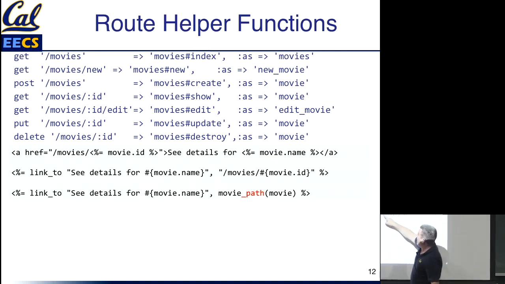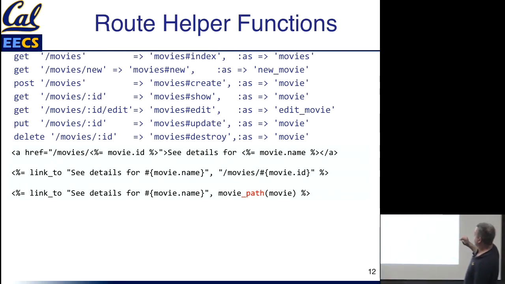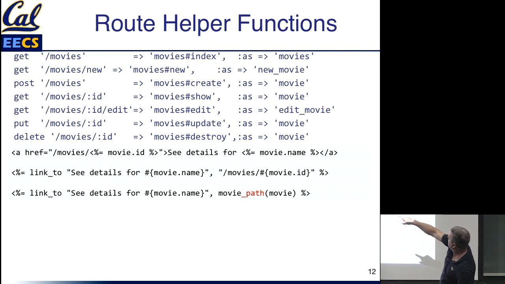If we just called movie path without any argument, it would imply that the only one that it matches, actually, I think all the ones that actually match movie singular have an ID parameter that's part of the route. Where's the post?